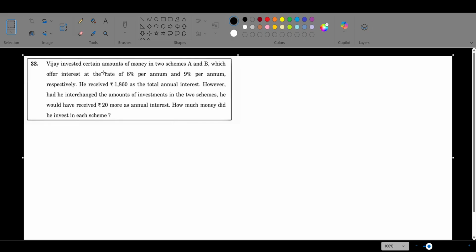Okay, so Vijay invested a certain amount of money in two schemes, A and B, which offer interest rates of 8% per annum and 9% per annum, respectively. He received 1,860 as the total annual interest. However, if he interchanged the amounts of investments in the two schemes, he would receive 20 rupees more than the actual interest. So we have the actual interest.